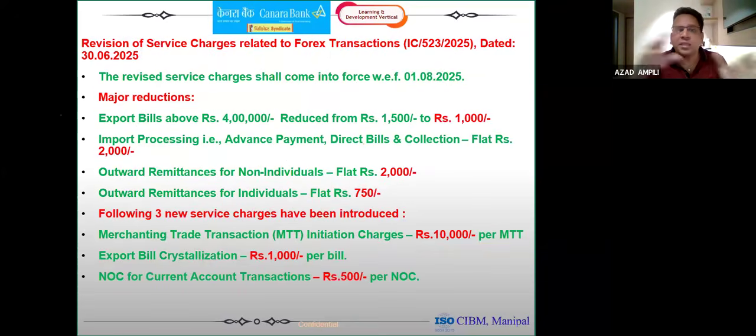Not only this, many service charges have been revised, 523/2025. So I request you to just see the many charges they have given. Whatever changes are there, that only I am giving here. 4 charges changes are there, and 3 new service charges they have added. Merchant, just have a look. No point in reading the same thing. Already 1.5 hours over. I have to wind up this session before 9.